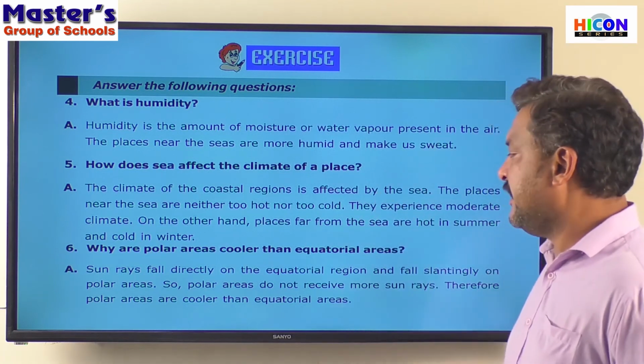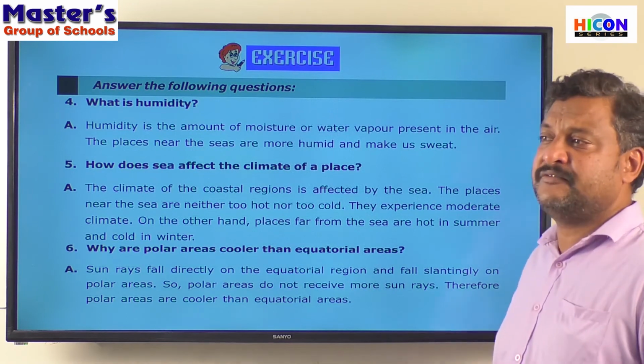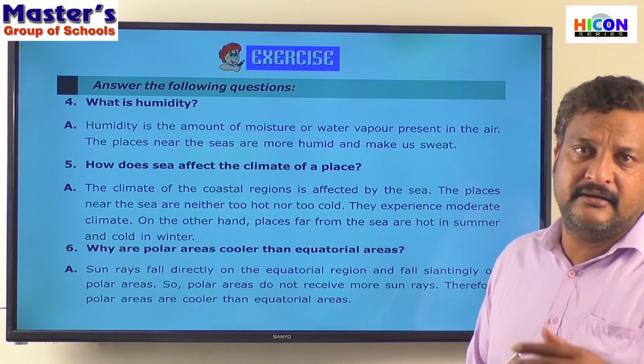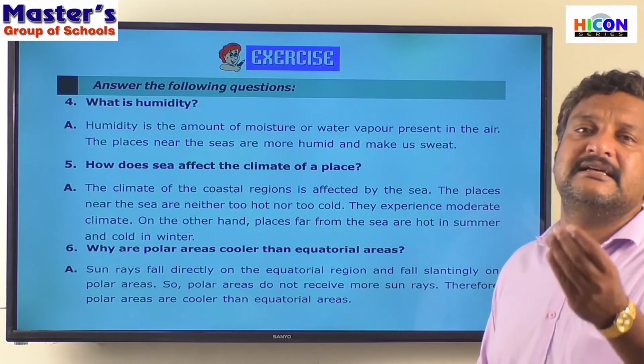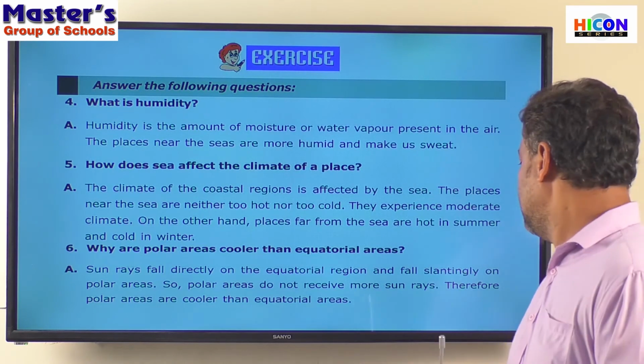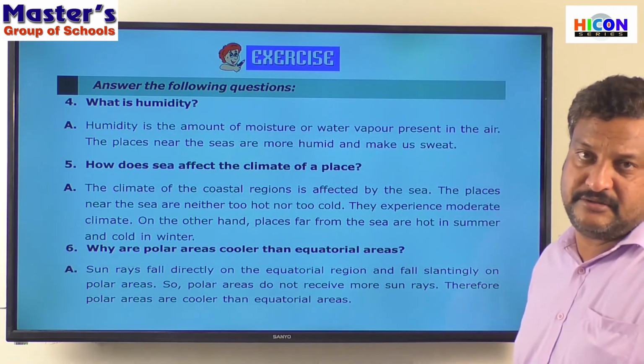So, polar areas do not receive more sun rays. Because of this reason, the polar areas do not receive high sun rays. They receive very light sun rays. Therefore, polar regions are cooler than the equatorial region.